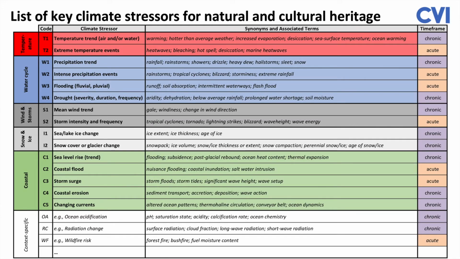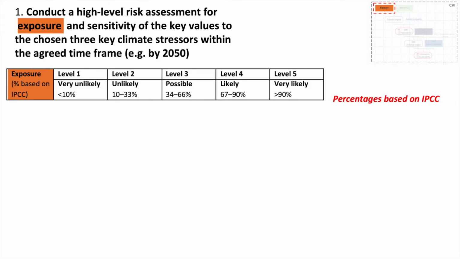There are some other descriptors for each of these climate stressors, some synonyms, some associated terms that may be familiar for people. And as I mentioned before, for the two temperature aspects, some of them happen over long terms, that's the chronic stressors, and some of them are short-term pulse events, if you like, and we refer to those as acute stressors. So what do we do with our assessment?